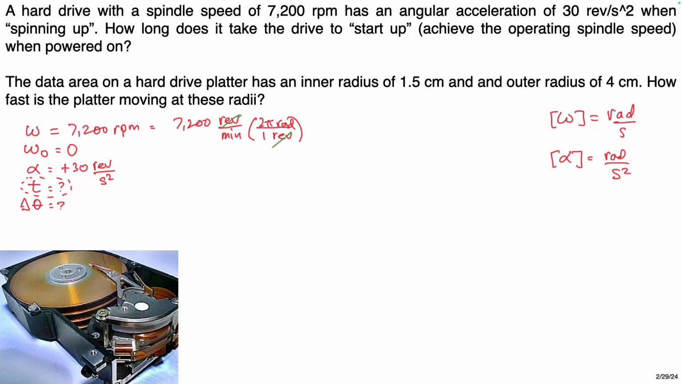So now I got to tackle the minutes. For every 1 minute, how many seconds are there? 60, we know that. Okay, so let's see here. The minutes have now canceled. And so basically I need to take 7,200 and multiply it by 2 pi, divide by 60 in my calculator to get 754 radians per second. And now I'm in my standard unit.